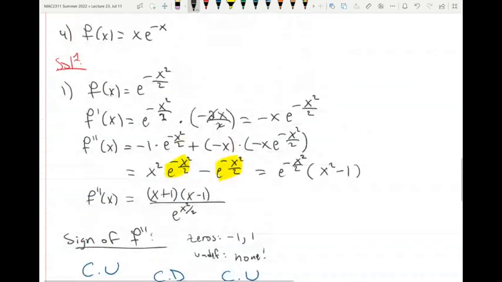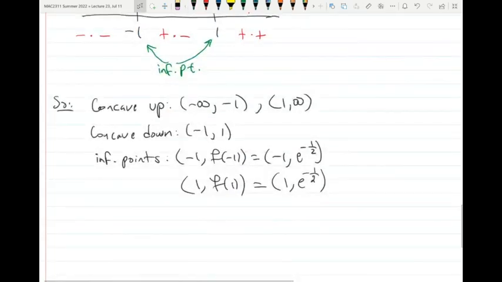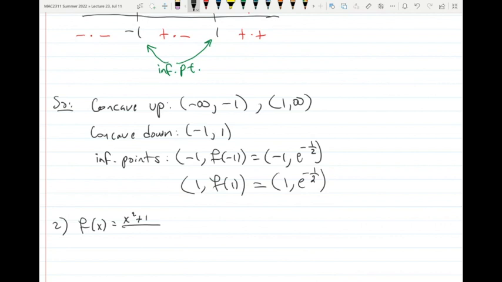All right. So now give it a try with the other one. The other one was a rational function. Have fun doing quotient rule. We're practicing concavity. Okay. So find concavity and inflection points.